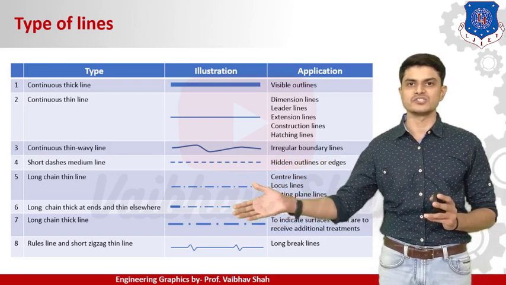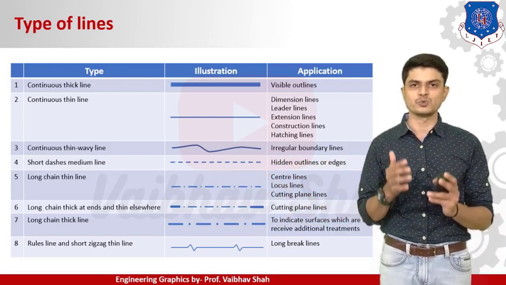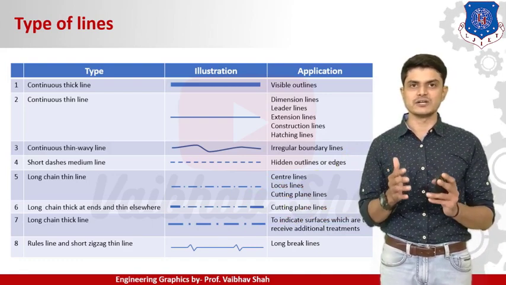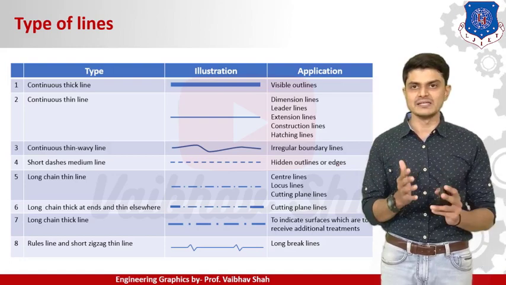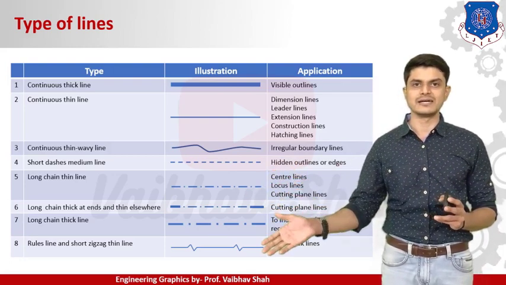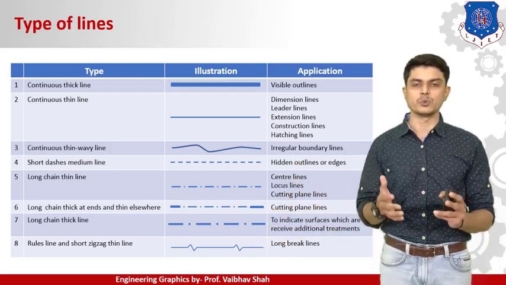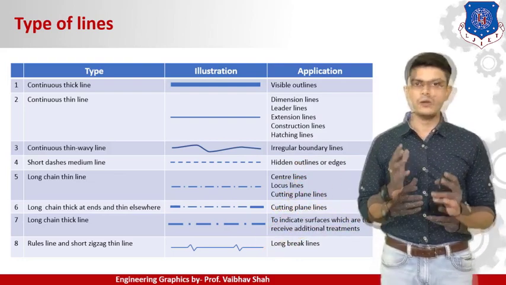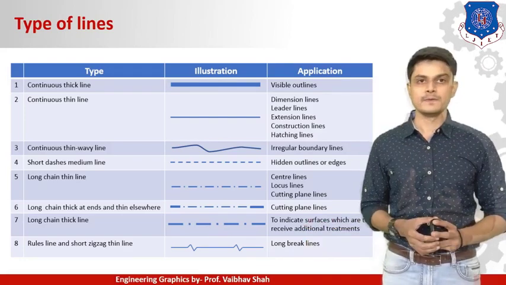Then after we are having long chain thick lines. This is a complete long chain line, but it is completely thick throughout. So these are the lines to indicate the surfaces which are to be treated additionally. And finally, the line is ruled line or short zigzag line. These are the lines like a cardiogram line. So these are the lines to show your long break lines. So these are the total 9 lines.